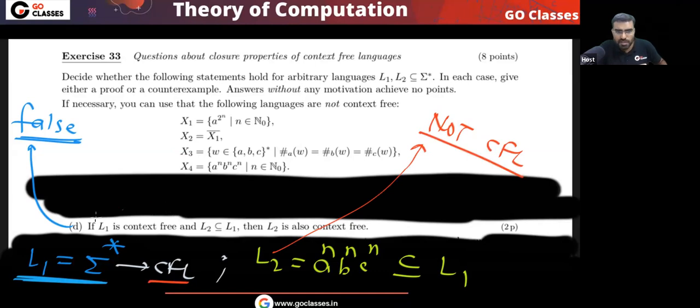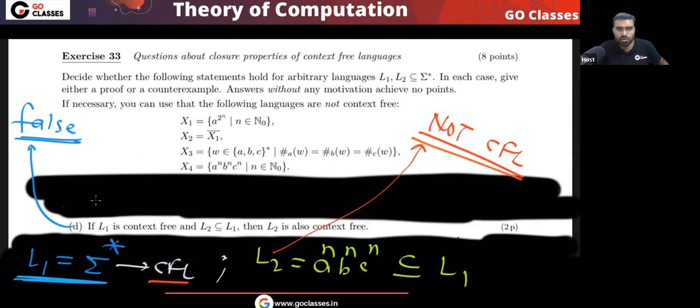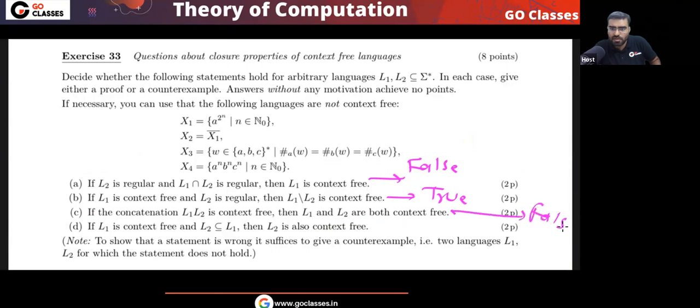We have taken L1 context free, and L2 a subset of L1, but L2 is not context free. So this statement is also false. Only one statement is true; the remaining statements were false. Tell me how many marks you got in this question.